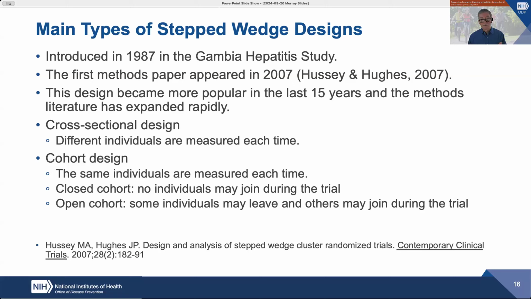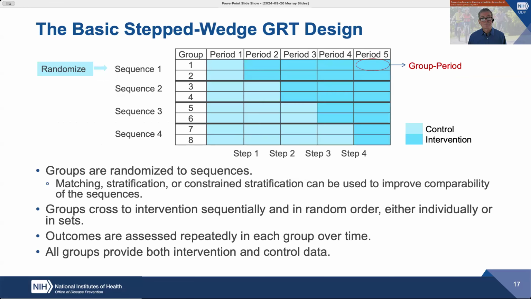In the cross-section, different individuals are measured at each data collection point. In the cohort, we have the same individuals. Many of the papers distinguish between closed and open cohorts, so I identify that there. And a good paper is the Hussey and Hughes 2007 article.